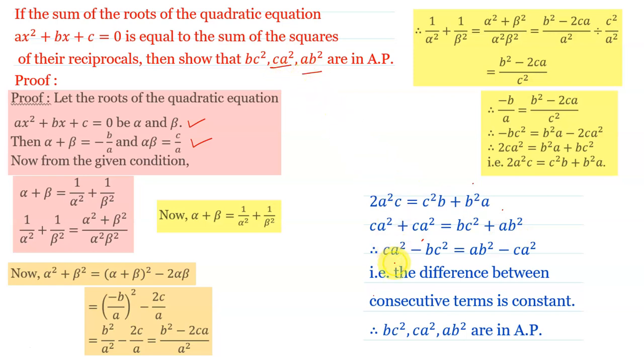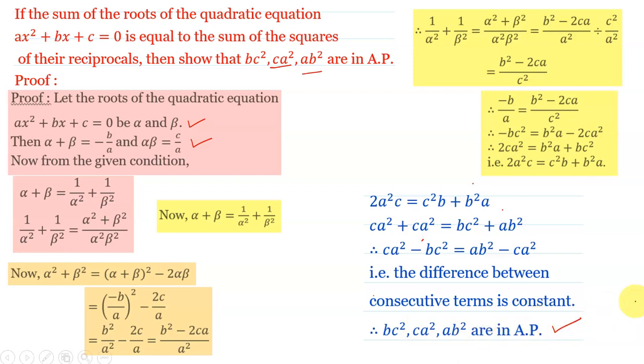मीन्स व्हॉट? ca square हे टर्म आपण ॲज इट इज ठेवणार आणि bc square हे आपण लेफ्ट हँड साइडला आणणार. दॅट विल बिकम मायनस. अँड द नेक्स्ट कीप ab square ॲज इट इज टू दी राईट हँड साइड आणि हा ca square हे आपण राईट हँड साइडला आणणार. इट विल बिकम like this. Okay, minus. Therefore, the difference between the consecutive terms is constant, and hence bc square, ca square and ab square are in AP.